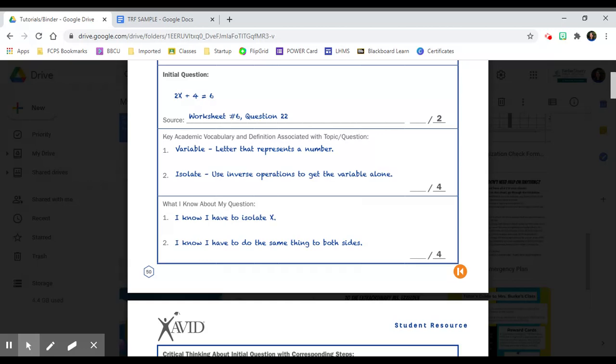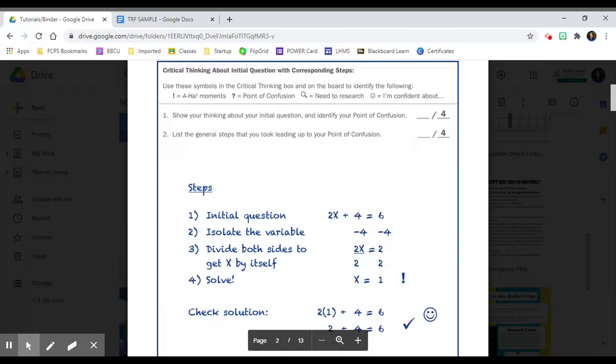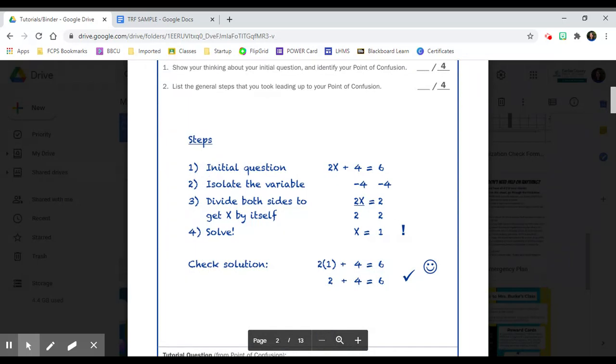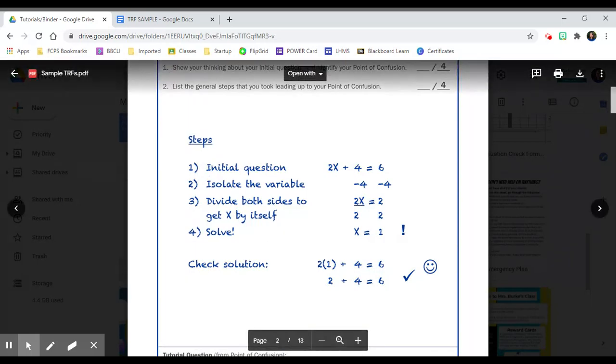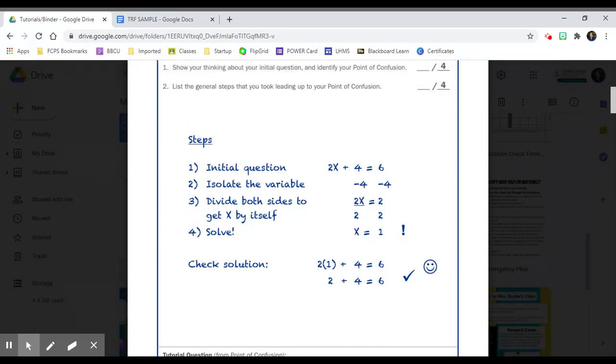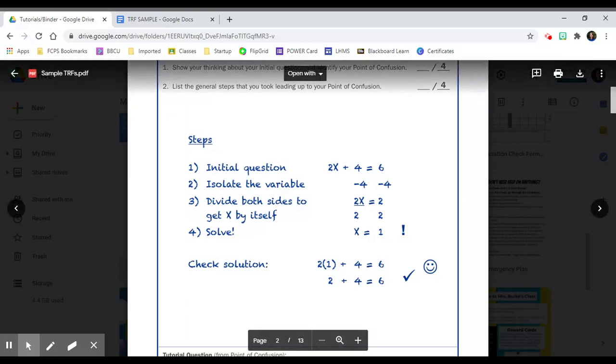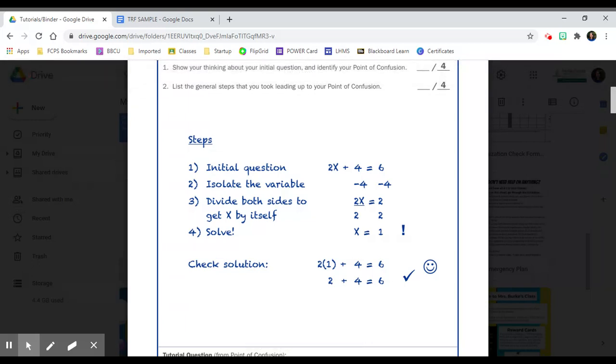Okay, so we're kind of working through here. And they will share this with their group, so their group can be like, okay, they know how to do this, this, and this. Then we get to their critical thinking. So they need to show their work. So this student has shown their steps. And they've shown I know to subtract 4 on both sides, divide by 2 on both sides.